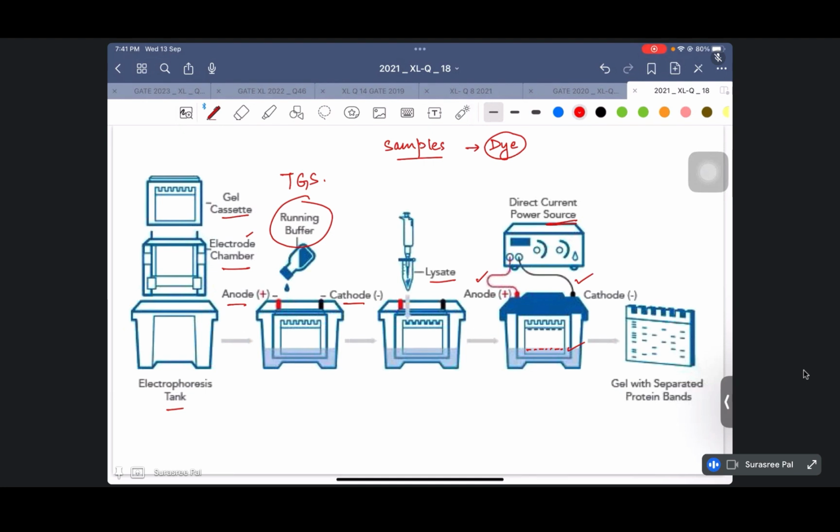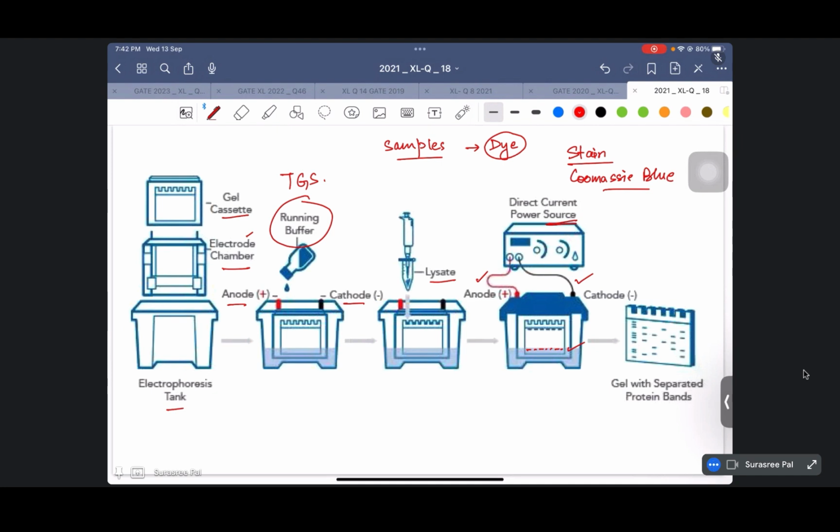We take out the gels. We open those gel cassettes, the glass plates, and then we take out the gel and stain the gel. So what is the stain used here for staining the protein samples? Coomassie blue. Correct. Coomassie blue is used for staining the gel, and you also have to destain the gel so that only the protein bands will be visible.